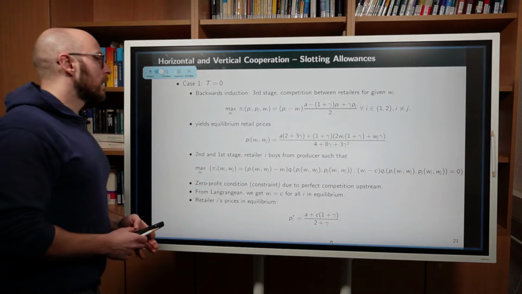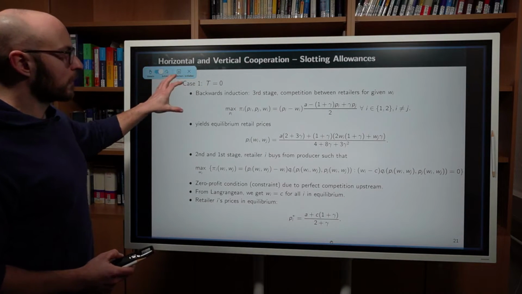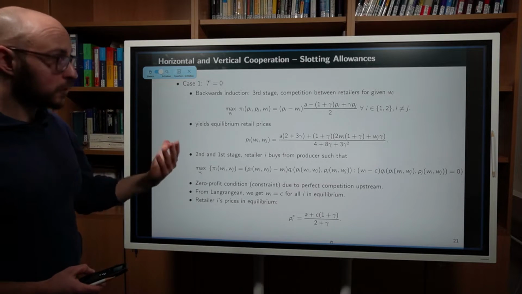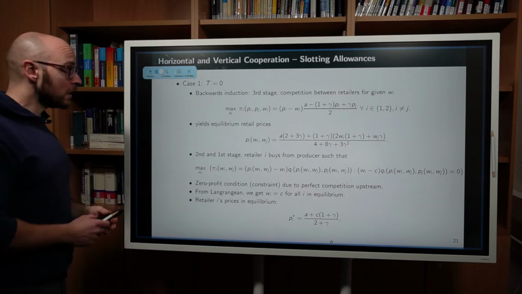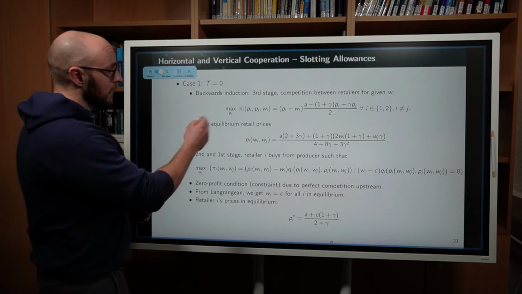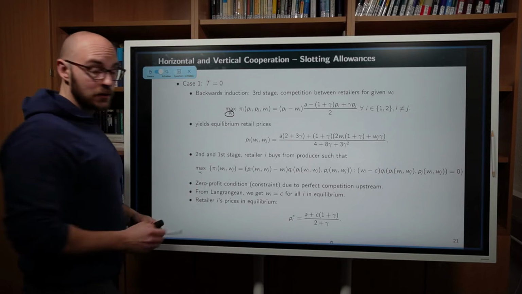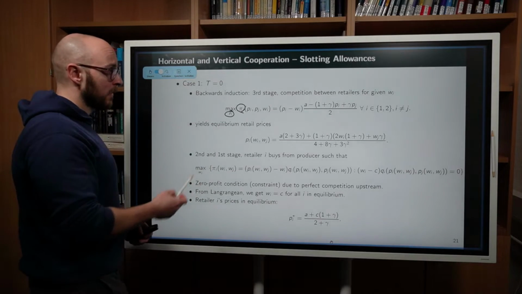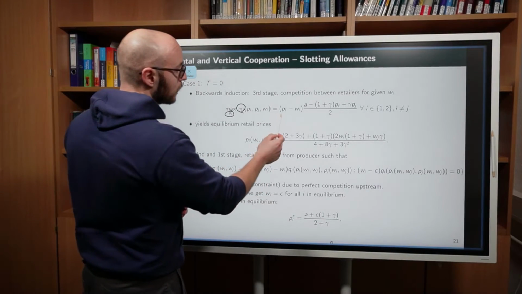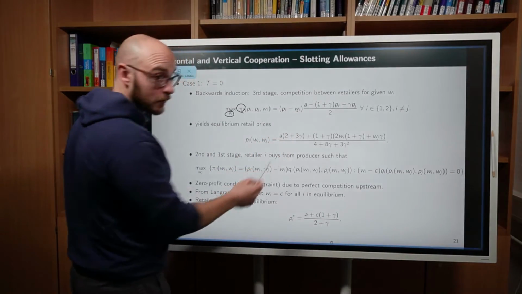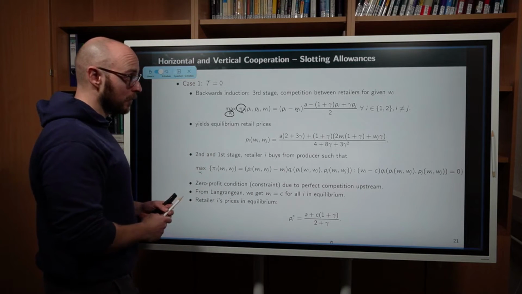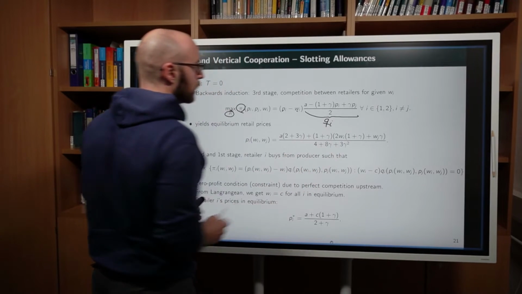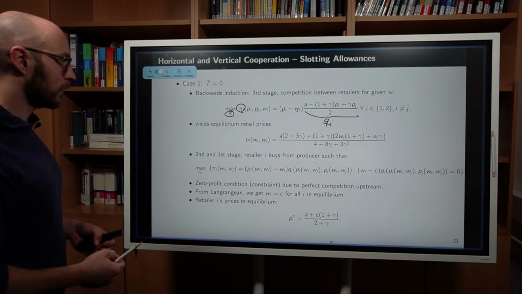What we do is to apply backwards induction and look at the third stage first. So we look at the stage where the retailers compete. How do the retailers compete? Well, each retailer sets its retail price, Pi, to maximize its profits, πi. And how does the profit look? Well, it's price minus marginal cost, which is the wholesale price, times the output, so that's Qi. Pretty straightforward.